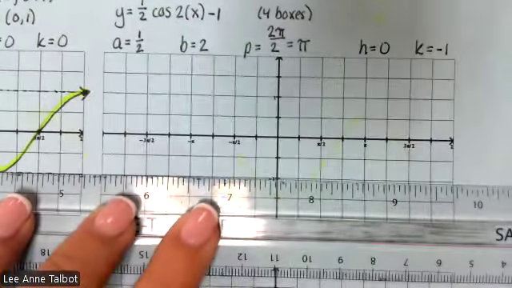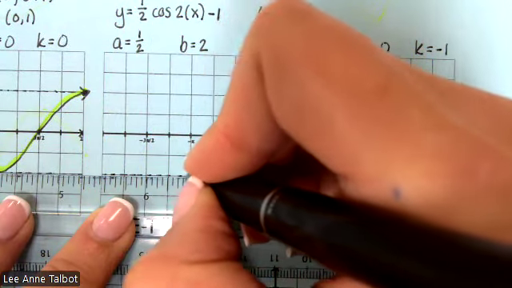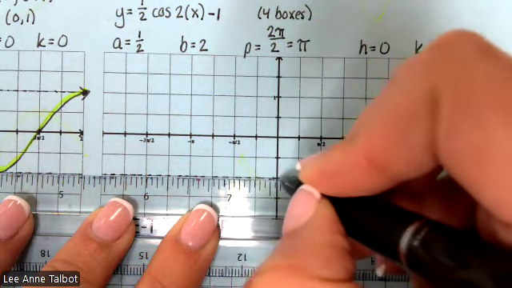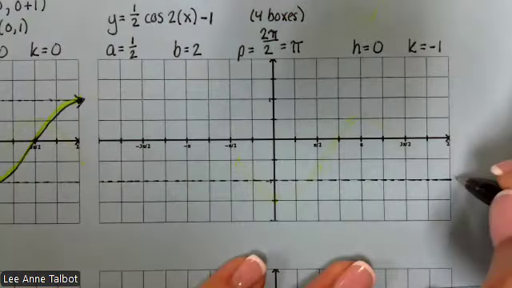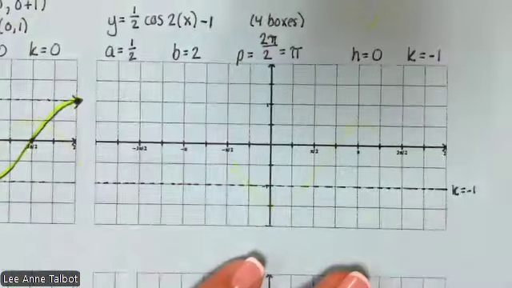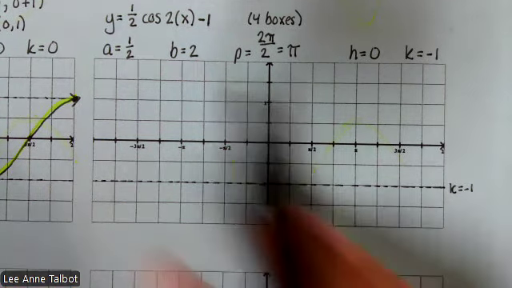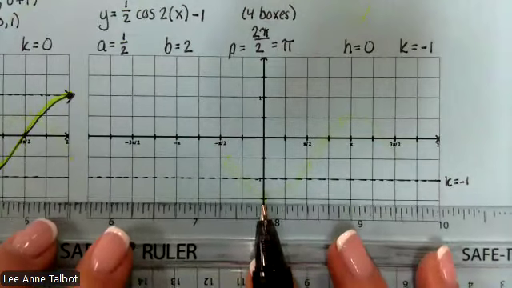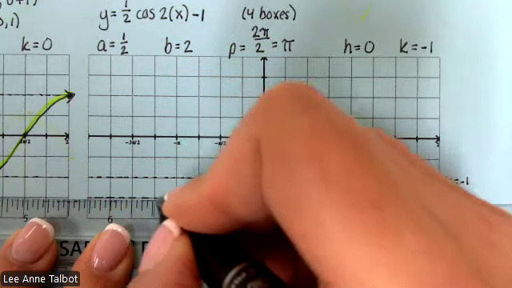Okay, so K is -1, so I start with that. I'm going to make my midline down here at -1. And because it's notes, I'm going to note that that's where that came from. Okay, now the amplitude is 1/2. Luckily enough, the scale of this graph paper is 1/2. So I could just go 1 box on either side for my amplitude.